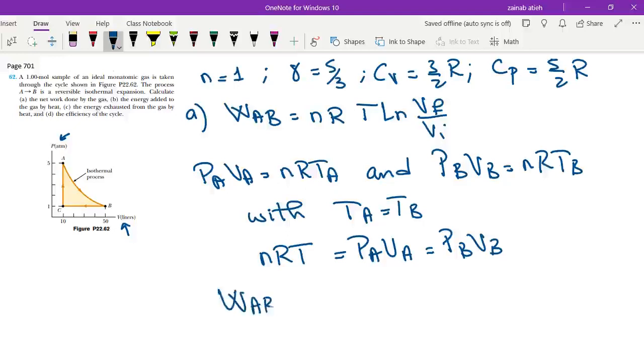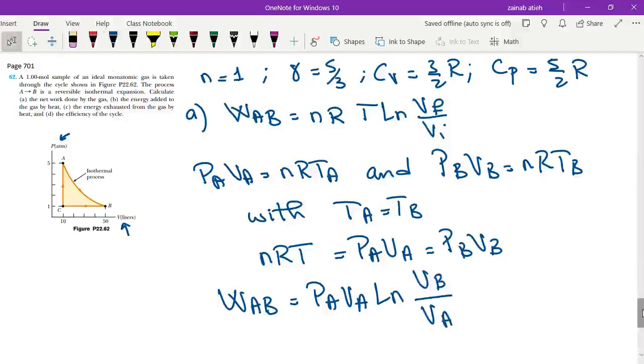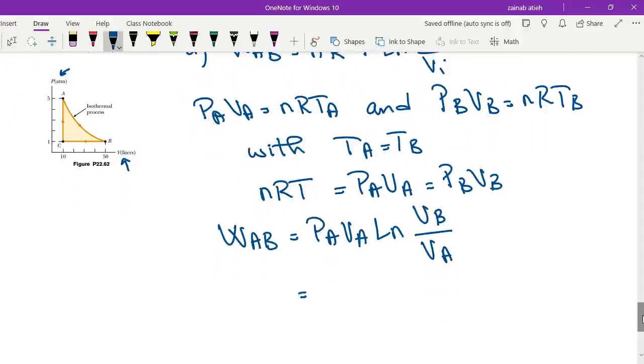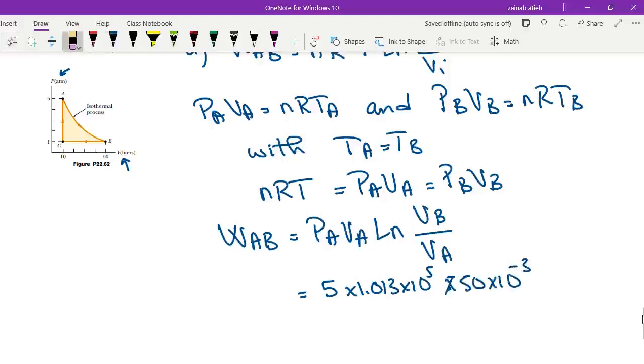So the work of AB is equal to PAVA ln of V final, which is at B, so VB over VA. I will substitute now for numbers. PA is 5, and I have to change to SI unit, times 1.013 times 10 to the power 5, which is in Pascal. And volume is 50 times 10 to the power minus 3 to get to meter cube, because it's given in liters. When I have a ratio, no need to change to SI unit, so VB over VA I can simply write 50 over 10 from the graph. VA and PA are also from the graph.